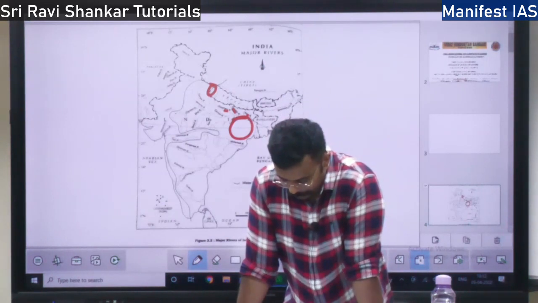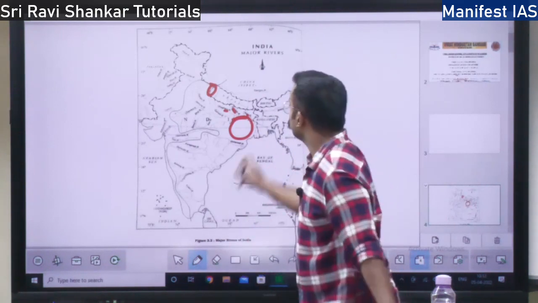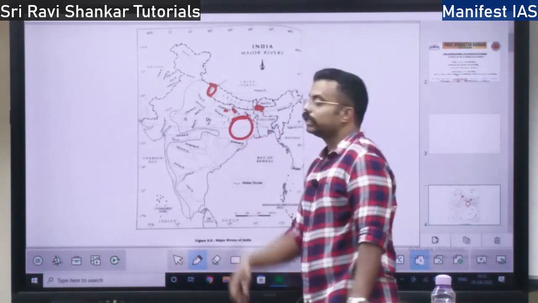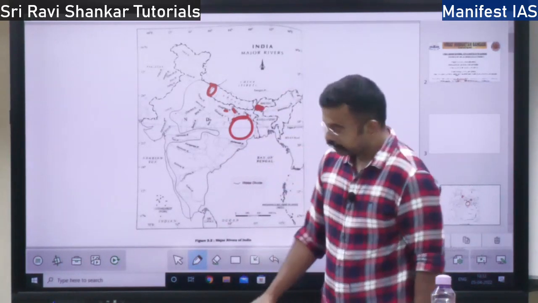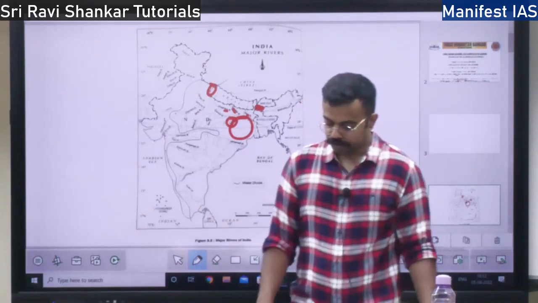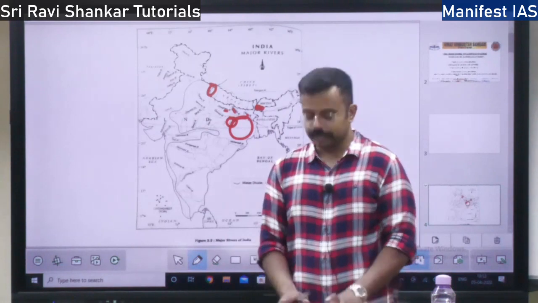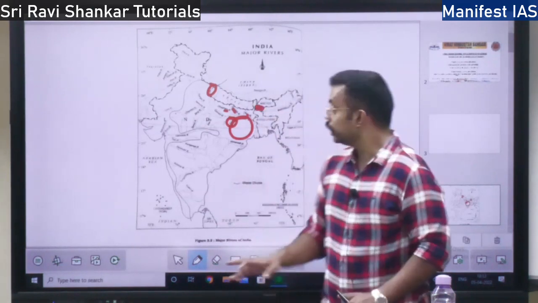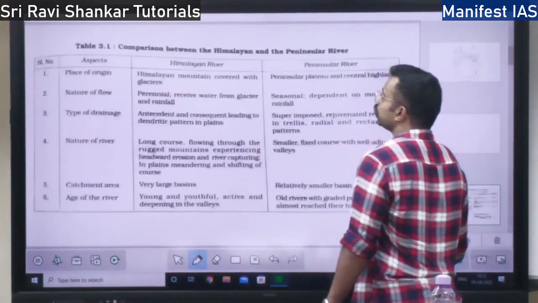Next you have the Mahananda River. Where does the Mahananda River originate? It originates in the Darjeeling Hills of West Bengal. And you have the Son River, which originates in the Amarkantak Plateau. This is all about the Ganga River system in India. This entire thing forms the Ganga River system. Next, we will talk about the Brahmaputra River system.